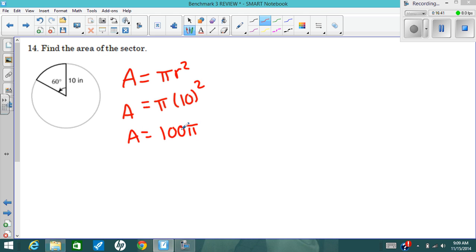Remember, that's in terms of pi. So the whole circle is 100 pi. We just want to know what this slice is. So we're going to multiply that 100 pi times the percentage of the circle we have. So we can find that out by taking the angle measure, 60 degrees, dividing it by 360, and then multiplying it by 100 pi. That will give us the area of the sector.